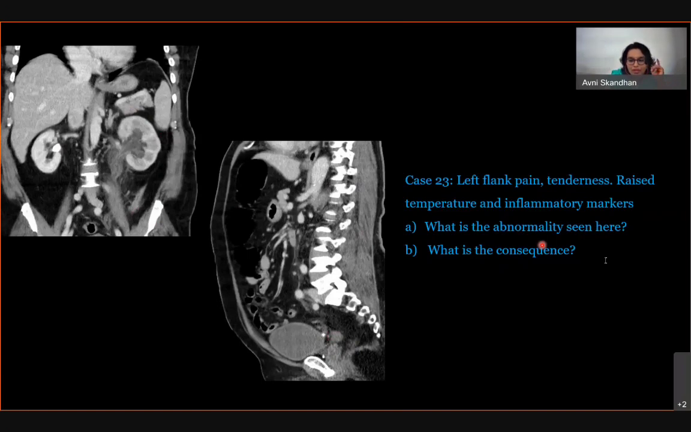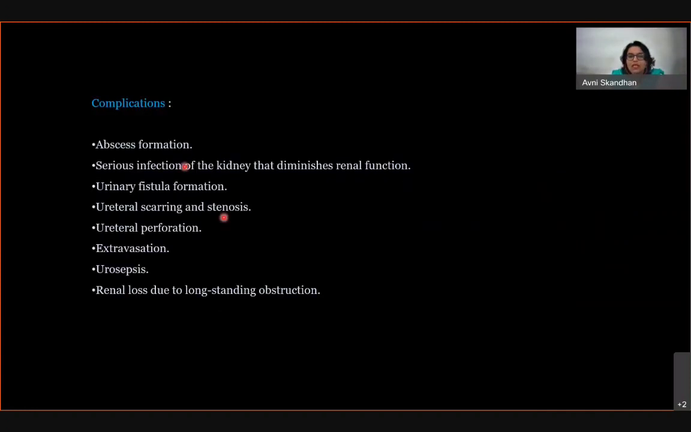So I have started getting answers, but very few. Yes. So what is it that has happened? Calculus is there. There's an obstructed system and a secondary infection has occurred, because of which you are seeing stranding here. There's wall thickening. There is periureteric and peripelvic calycial stranding. You're seeing significant stranding, and even within that, you're seeing enhancement. So this is basically a secondary infection that has occurred.